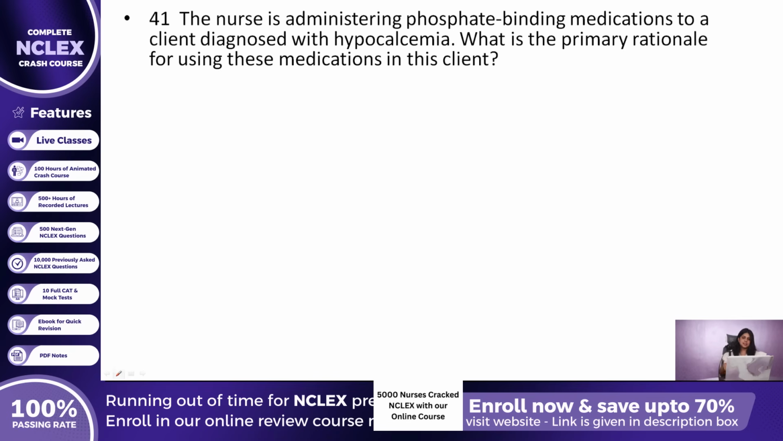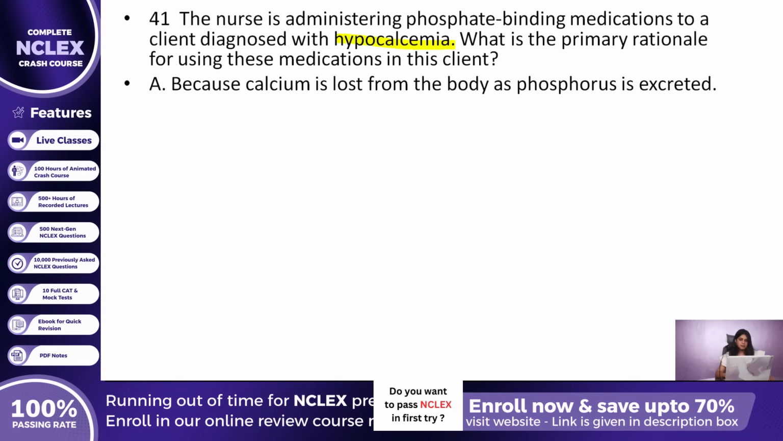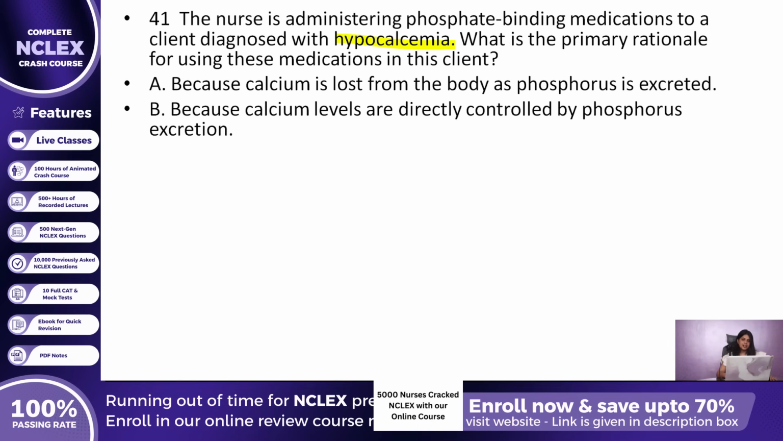41. The nurse is administering phosphate-binding medications to a client who has been diagnosed with hypocalcemia or low calcium levels. What is the primary rationale for giving these medications? The options are A. Because calcium is lost from the body as phosphorus is excreted. B. Because calcium levels are directly controlled by phosphorus excretion.